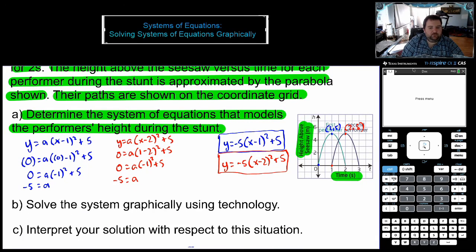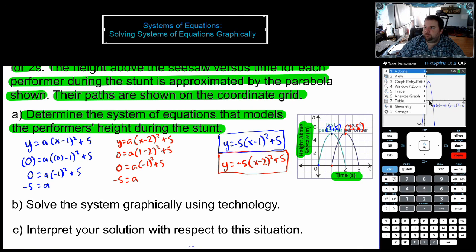Solve the system graphically using technology. Okay, this is something we haven't done yet today. Let's go ahead and do that. So we're going to hit Doc, File, New, Add Graphs. Now for our f of x, the first one, it's going to be negative 5(x minus 1) squared plus 5. And we're going to graph that. There we go. So there's our first equation.